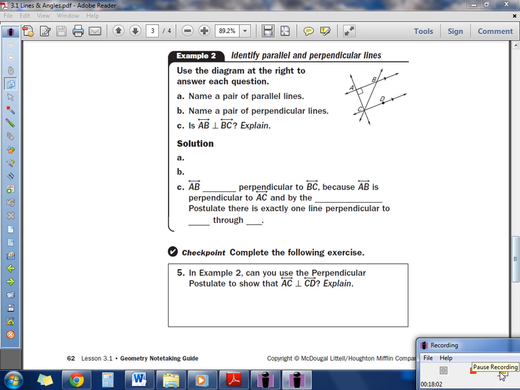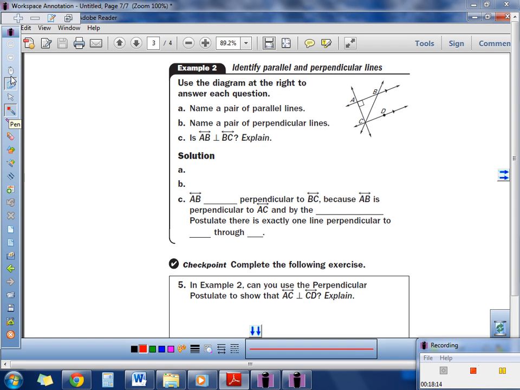I think these next questions are pretty simple. Example 2, it says use the diagram at the right to answer each question. Name a pair of parallel lines. AB and CD. AB is parallel to CD. This is good notation. I saw a few of you already doing this.